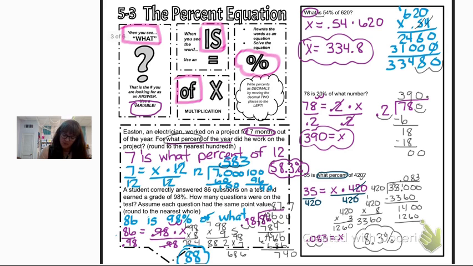So that is it for solving percent questions by setting up the equation. Again, it's all about setting up keywords. So when you see the is, that's your equal sign. When you see the what, that's your variable. When you see of, that's multiply. And then, of course, your percent values, you'll have to write those as decimals in order to calculate.